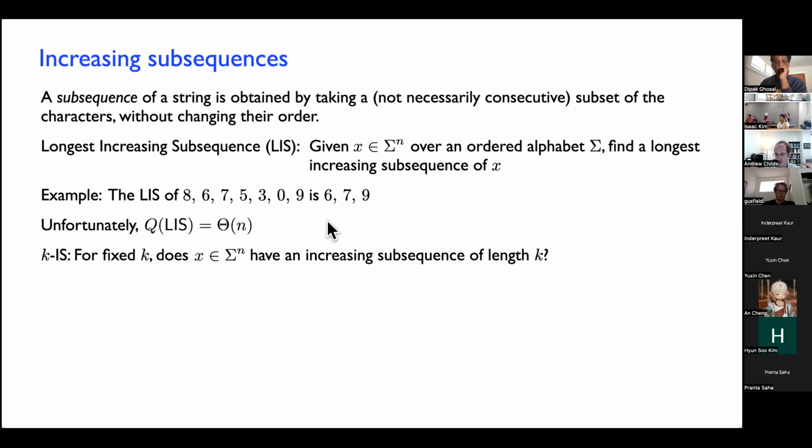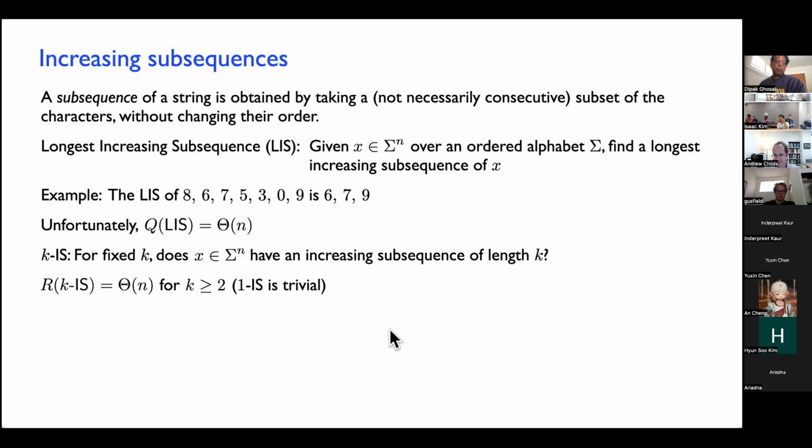But if you introduce this parameter k, then something interesting happens, and that's what we're going to work on. Imagine there's some value k, and we want to know, is there an increasing subsequence of length k? Or I could say at least k, because if there's one longer than k, then there is one of length k. So this is the k increasing subsequence problem. Is there an increasing subsequence of x of length equal to k? Okay, so what can we say about this problem?